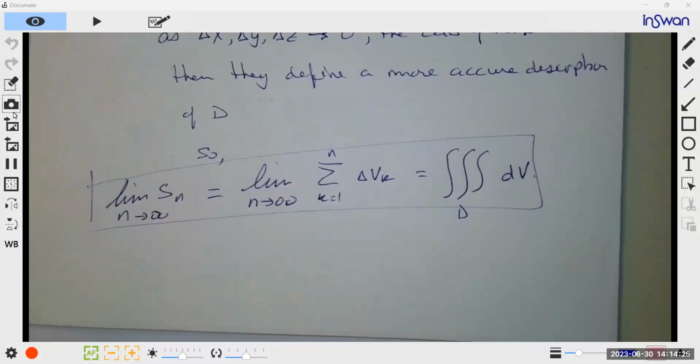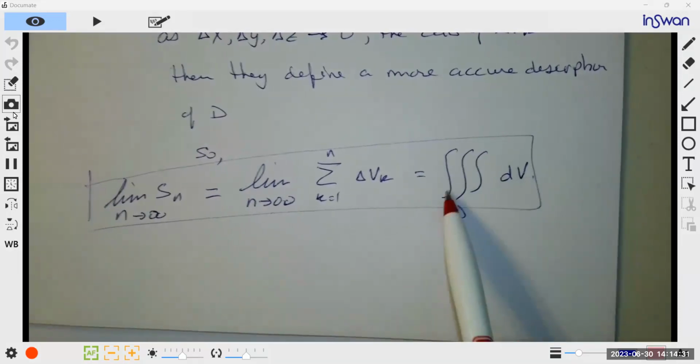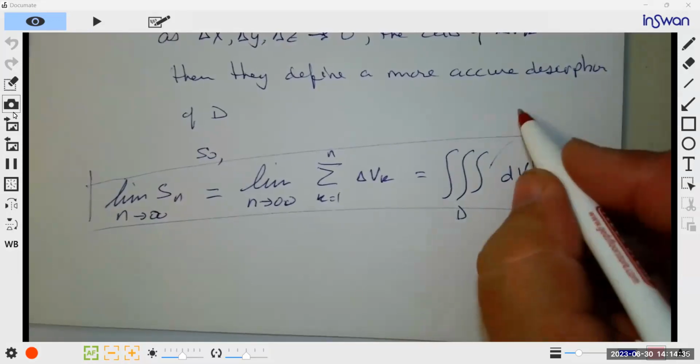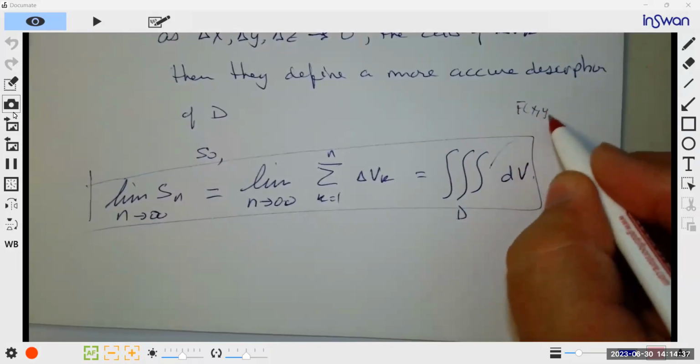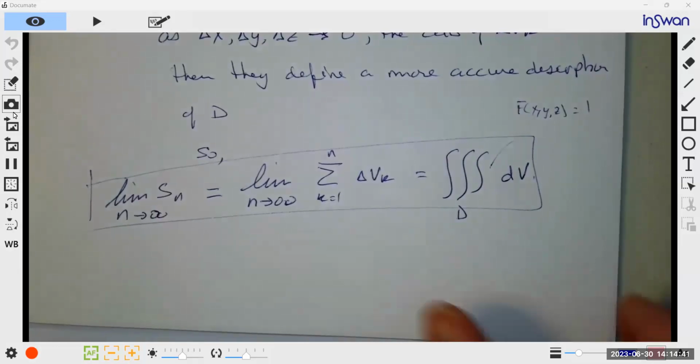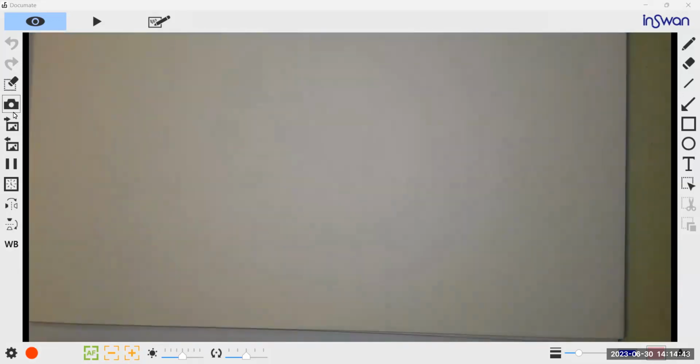And a lot of our examples and our assignments we'll take it as just this. Because here, if you notice, there's no function. That's because we're taking our function to be equal to 1. And that way it also gives you free rein of choosing whatever bounds of integration you want to choose.